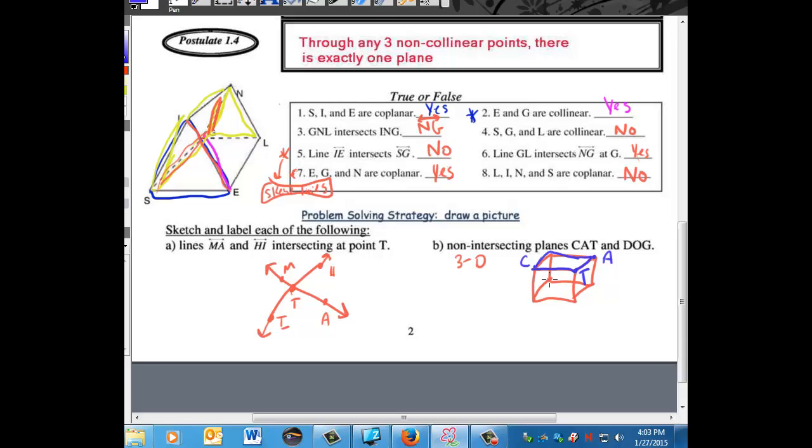And then dog can be on the floor. So let's put D, and this time let's put O in the center just to mix it up a little bit, and then we'll put point G over here. So we have a plane cat, and then we have a plane dog, and we can see that these two planes don't touch. They are parallel.